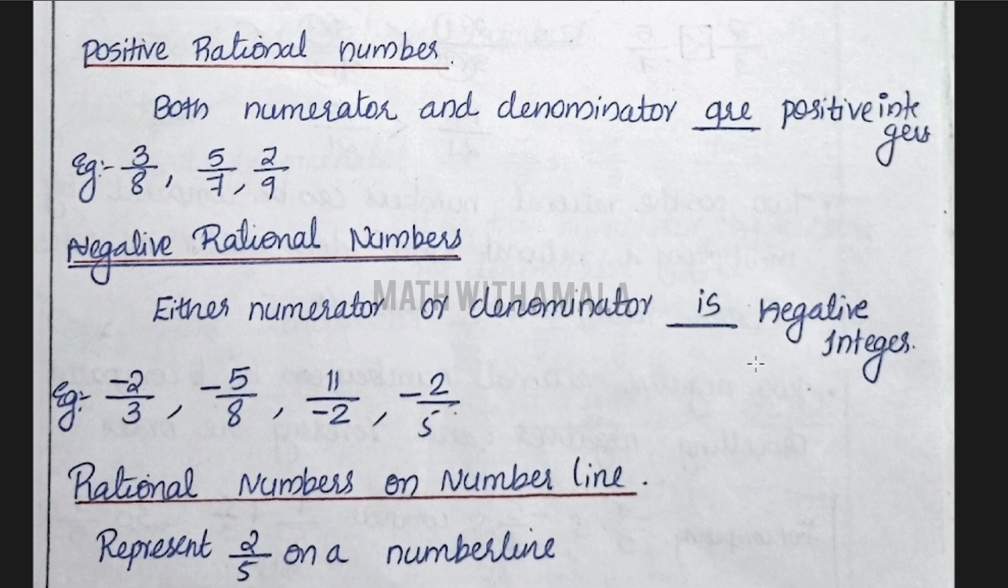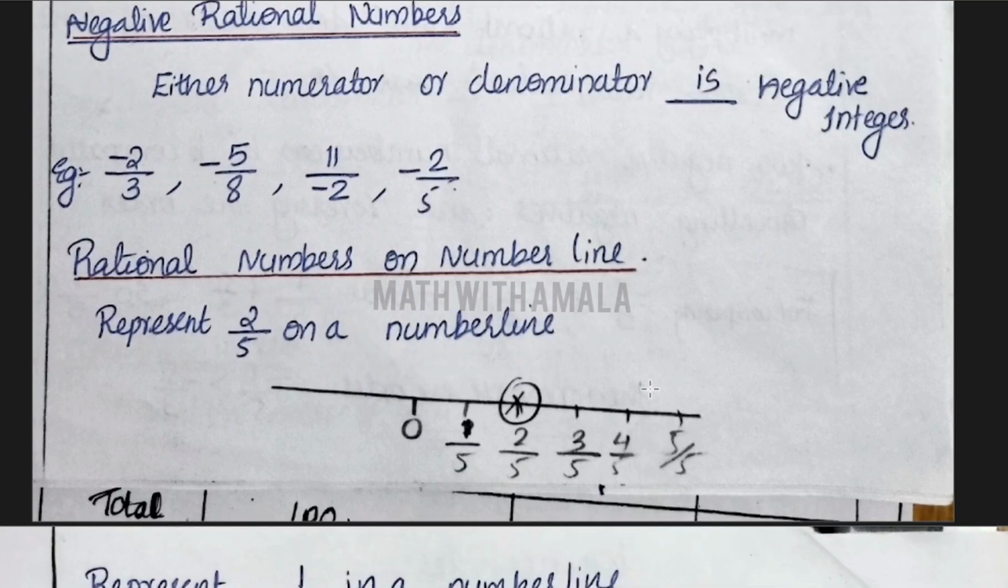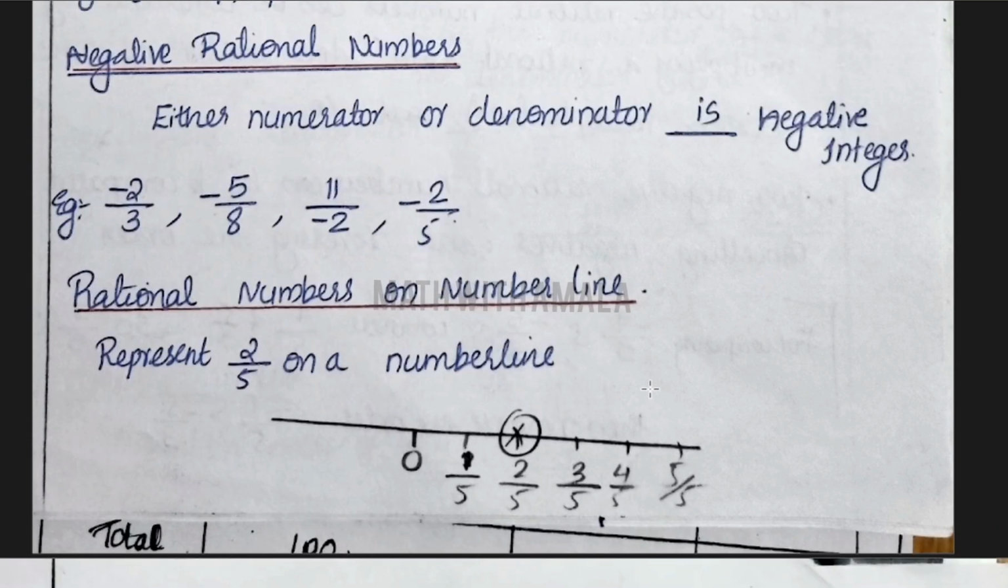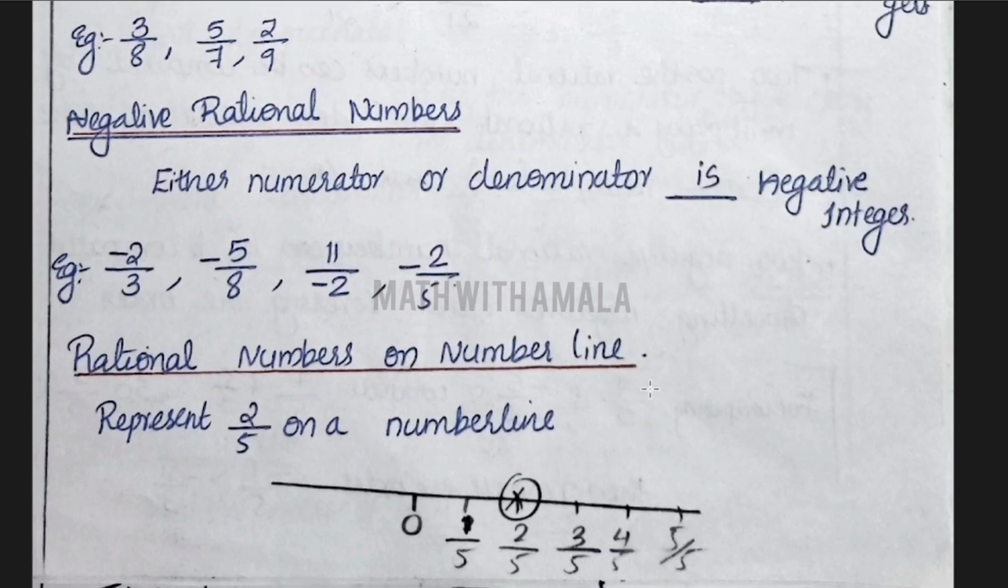Rational numbers on a number line. You can represent any rational number on a number line. To represent 2 by 5, you can mark 0 till 5 by 5 with 5 equal divisions in between. So you can start with 0, 1 by 5, 2 by 5, 3 by 5, 4 by 5 and 5 by 5. And that 5 by 5 is actually equal to 1, and you can have 5 equal divisions and you can choose the second one. Second division is 2 by 5.